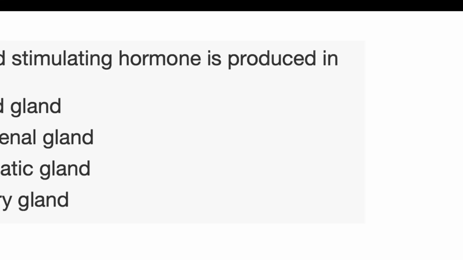The thyroid stimulating hormone is produced in thyroid gland, suprarenal gland, pancreatic gland, or pituitary gland. Let me know your answers in the chat box, and those who are watching the video, please take a minute to think about it and post your answers in the comment box. I will reveal the correct answer in a minute or so.